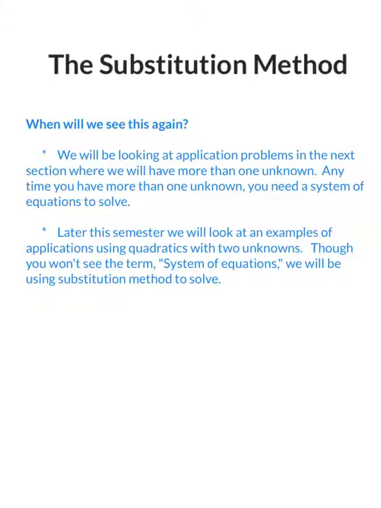So when will we see this again? We will be looking at application problems in the next section, where we will have more than one unknown. Anytime you have more than one unknown, you need a system of equations to solve. Later this semester, we will look at examples of applications using quadratics with two unknowns, though we won't see the term system of equations. We will be essentially using the substitution method in order to solve it.